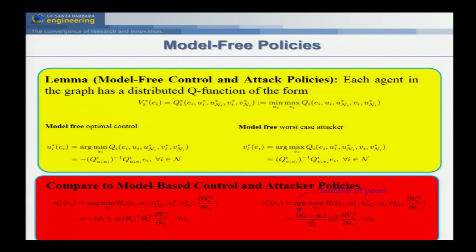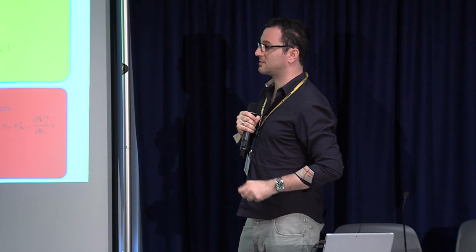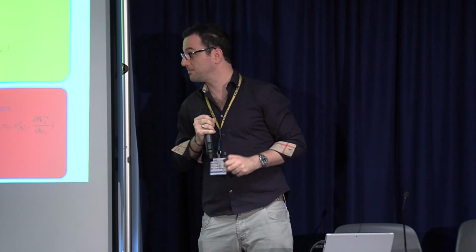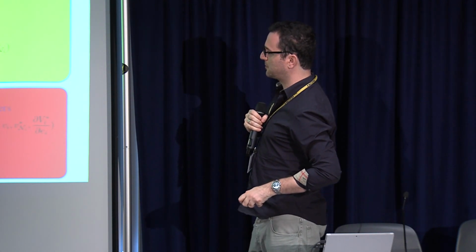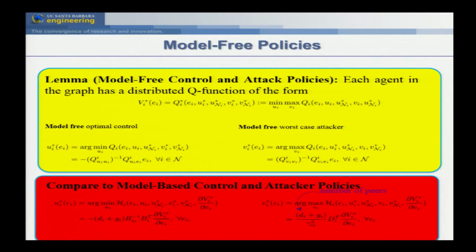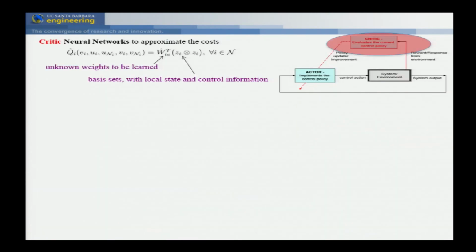OK, so now if we find the stationarity condition in this dynamic programming problem, then as you can see, everything will depend on some submatrices of Q, and they will be model-free. You can compare it to the previous one where the dynamics were there. As you can see, there is no dynamics anywhere. And then we will use some neural networks to learn these dynamics and to also learn the weights that I had before.